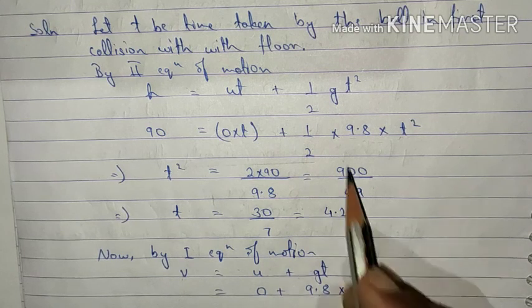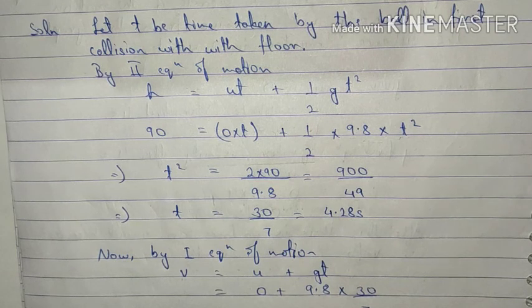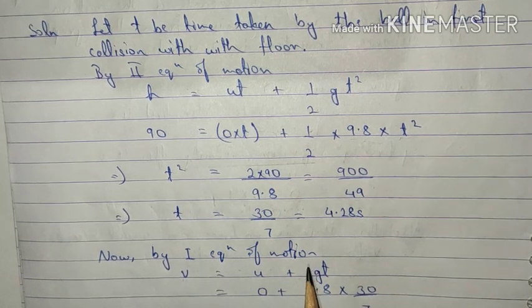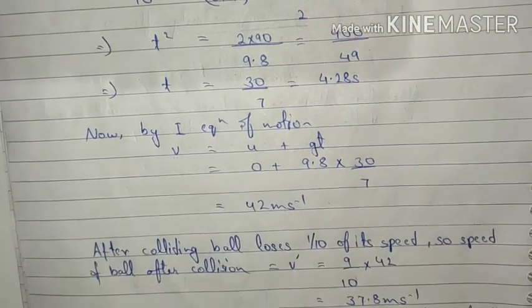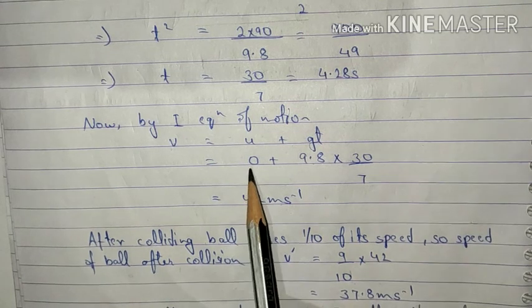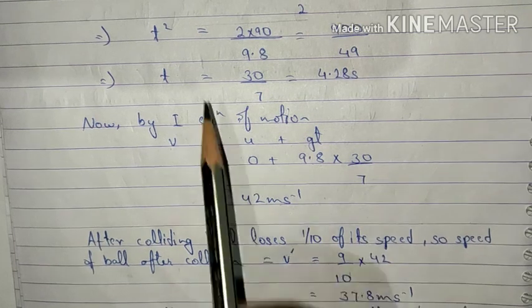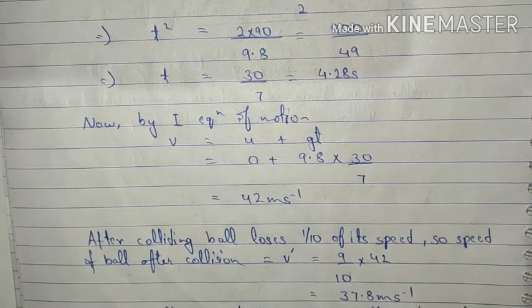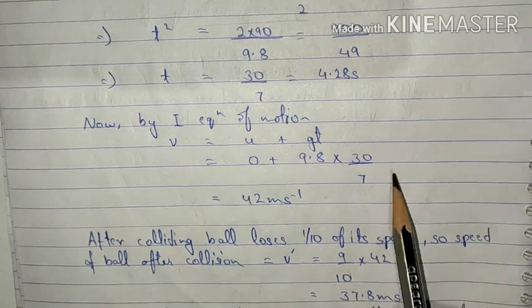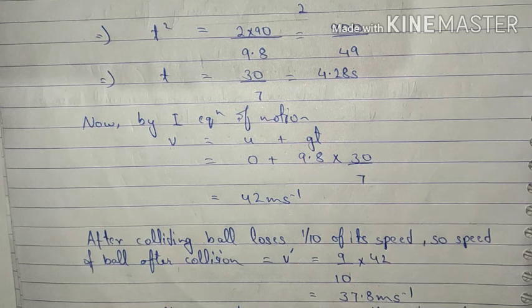Now we already have the time for this particular motion, but we know that we have to plot a velocity-time graph, so we need to have a value of velocity also. Now, applying the first equation of motion, in this particular situation we get v = u + gt. The value of u is 0, plus g is 9.8 into the value of t, which is 30/7, which we have found out over here. So equating this, we get the value of v as 42 meters per second.